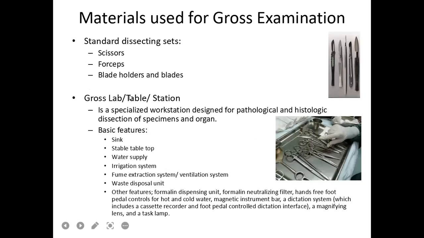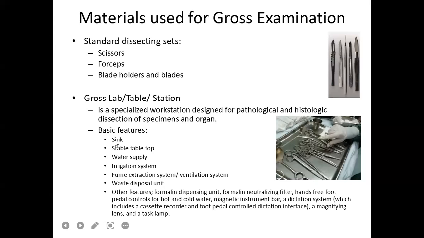We also have what we call gross lab or gross table or gross station. So basically, this is where we perform the gross examination. It is a specialized workstation designed for pathological and histological dissection of specimens and organs. What are the components of this gross table, gross station, gross lab?